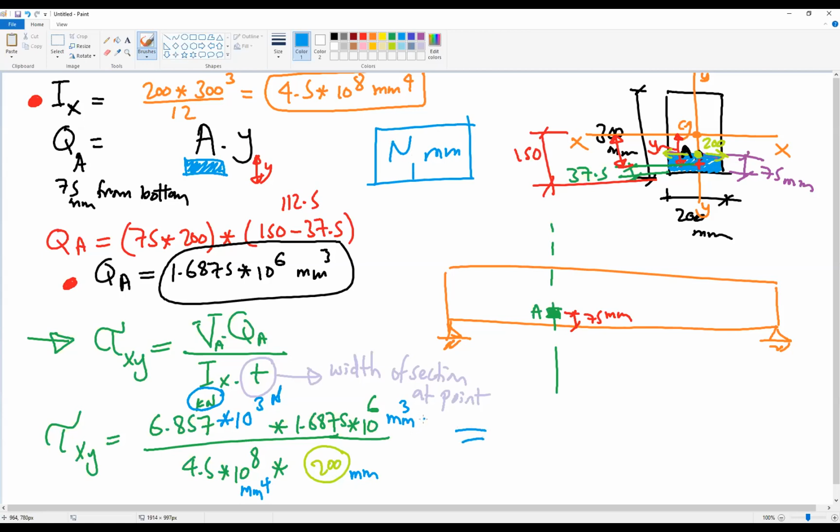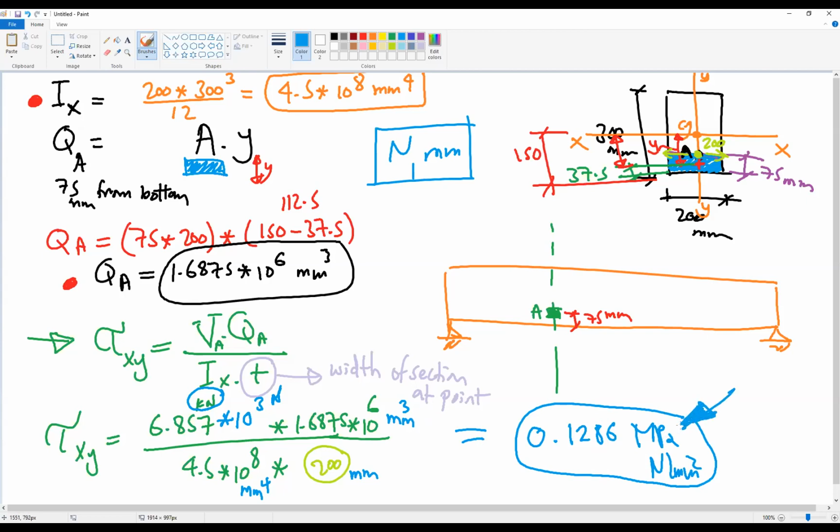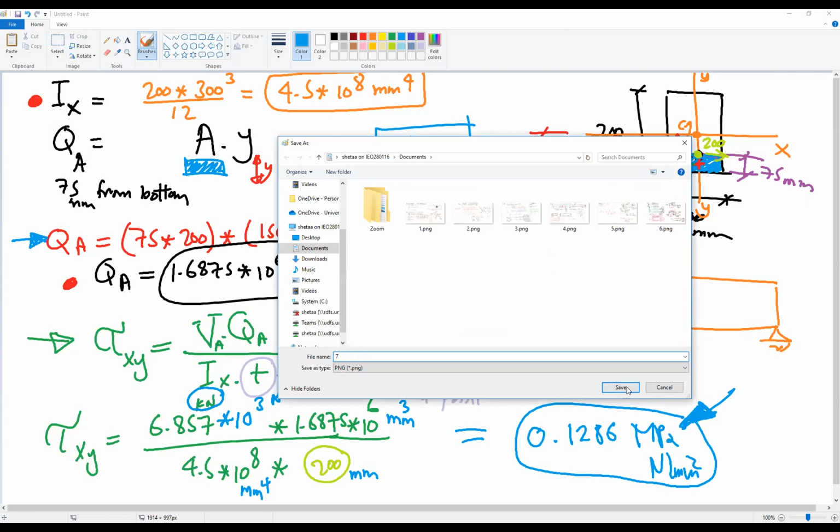So after finalizing this calculation, there will be 0.1286 MPa or Newton per millimeter square. So the stress, or the tau, is 0.1286. Okay, do you have any problem with tau? No. Okay, the only idea is that Q is at the section, or the point, he mentioned. Okay, now we can shift to the sigma, or the normal stress.